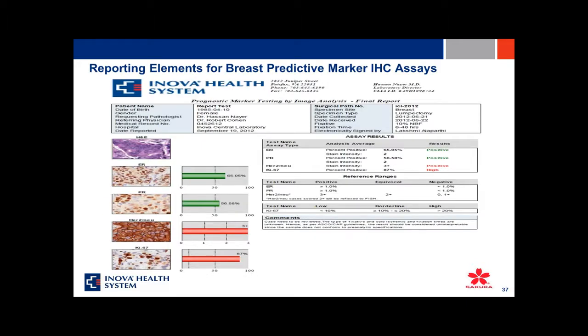So this is a sample of the report from our facility. As you can see, we do have patient identification information, the physician identification information, and the specimen site, whether it's a left breast or right breast, or what type of specimen it was, and then the procedure that was done, a lumpectomy or a needle core biopsy and so forth.